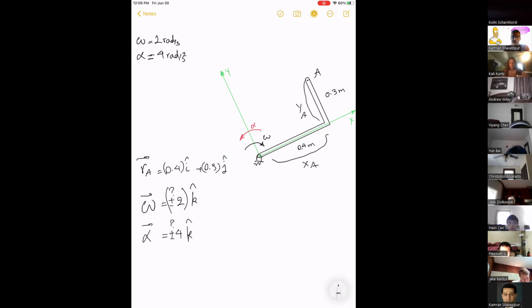I want you all to use your right-hand rule to see if the direction of omega is in positive K or negative K. And give me what you find. Is omega positive or negative? I think omega is negative. Negative, because if you curl your fingers toward the omega, your thumb goes toward the paper, but positive K is coming out of the paper. So this will be minus 2K. And because of alpha, alpha goes toward outside the paper, that's going to be positive.